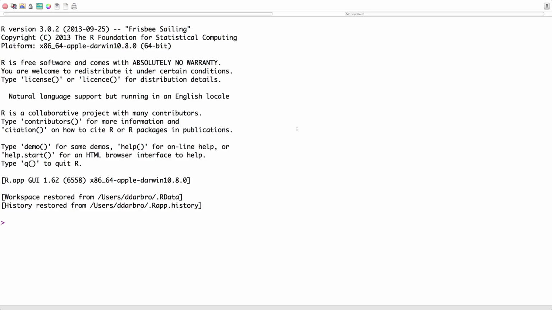So I'll show you some things, and then in the end I have a data set that I found that has some house data that I'll illustrate a couple of things on.